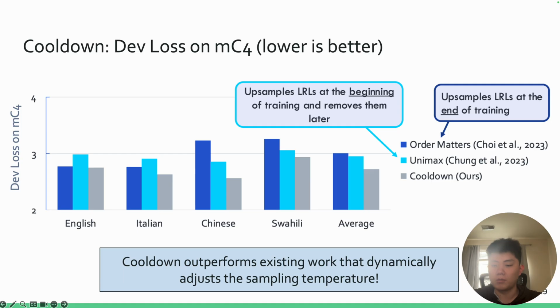We also compare our work with other existing work that dynamically adjusts the sampling temperature with 2 different trends. The first one is Order Matters, which upsamples low-resource languages at the end of training, which is the exact opposite of cooldown. And UniMax upsamples low-resource languages at the beginning of training, which is the same trend as cooldown, but removes them entirely. Our work differs: instead of completely removing them, we only remove the upsampling part and just sample proportionally. Again, we found that our method outperformed the 2 baselines that we tried.